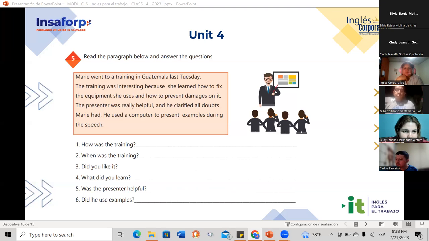Mary went to a training in Guatemala last Tuesday. The training was interesting because she learned how to fix the equipment she used and how to prevent damage. The presenter was really helpful and he clarified all doubts Mary had. He used the computer to present examples during the speech.